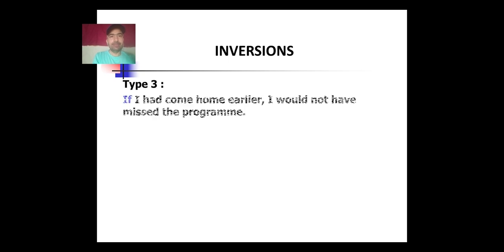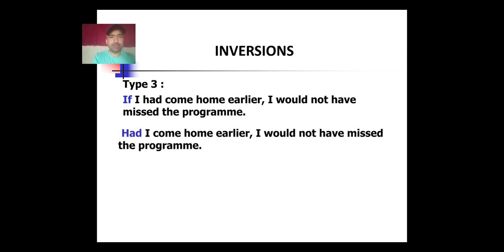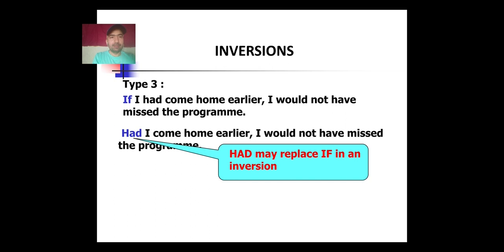Now type 3 in the inversions. If I had come home earlier, I would not have missed the program. Now it's the pure conditional. Now we can replace "if" with "had" as an inversion to make it more formal. Had I come home earlier, I would not have missed the program. So here there is a more formal sense in it. So "had" is used to show more formality.